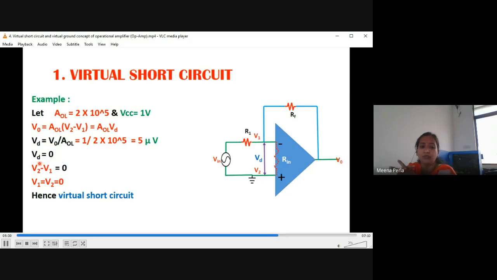So VD, we know, is equal to V2 minus V1, that is the differential voltage. So V2 minus V1 is equal to 0, and V1 is equal to V2. Hence we have proved this second statement using an example. This is the virtual short circuit concept.